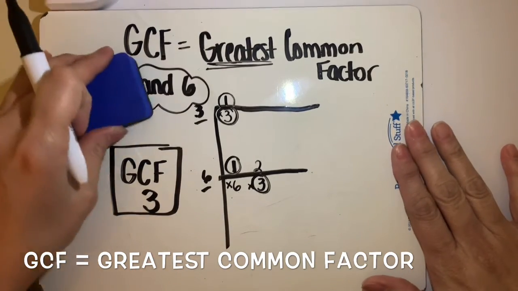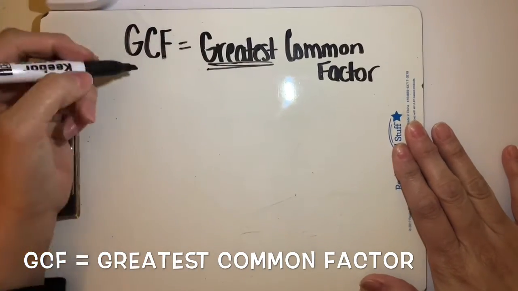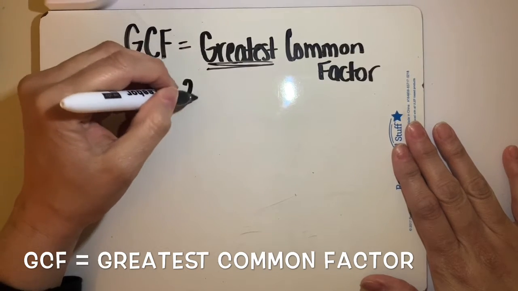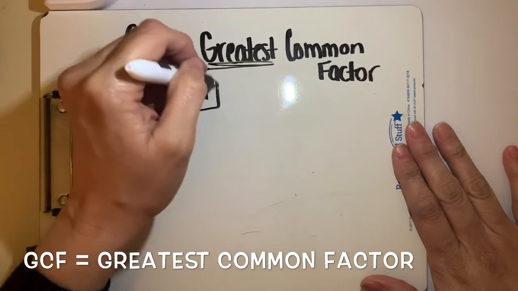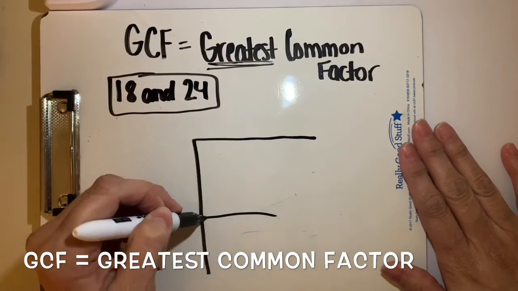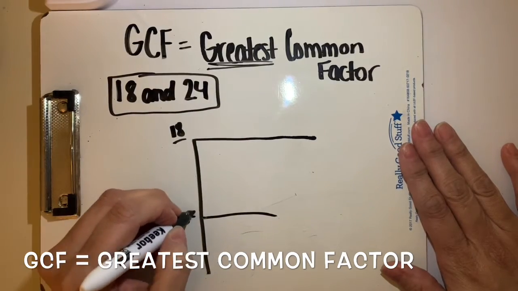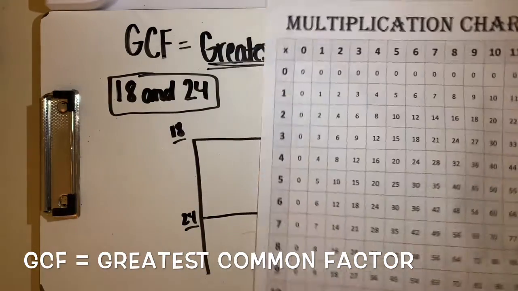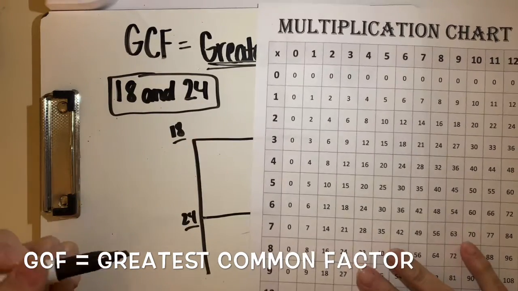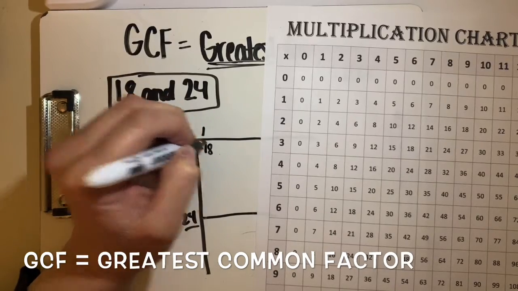All right? So let's try another one. Let's try 18 and 24. Let's find the greatest common factor of 18 and 24. I'm going to go ahead and make my F. I'll list my factors of 18 here, my factors of 24 here. Again, I'm going to pull out my chart. You know how to make it. Let's use it. So I'm going to start like I always do with 1 times 18.